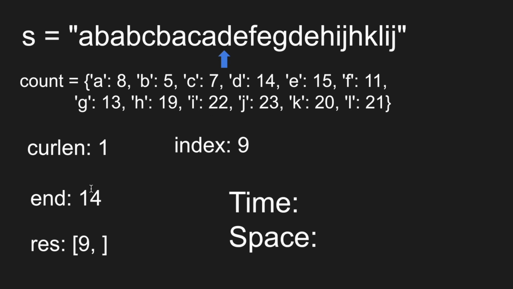So D is 14, so we set end to 14. E is 15, which is greater than 14, so we set end to 15. F is 11, so we don't need to update end. E again. G has 13, no need to update end. D again, and now we come to E, and we see that the index is equal to end, so we add 7 to the result, and then reset the current length to 0. And we will do the same thing again for the next partition. I think you get the hang of it, so I'll let the algorithm play by itself.